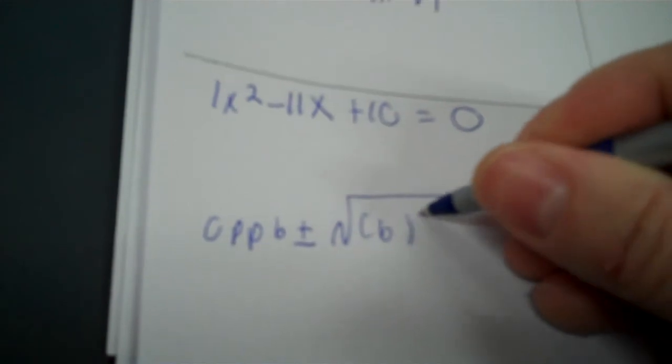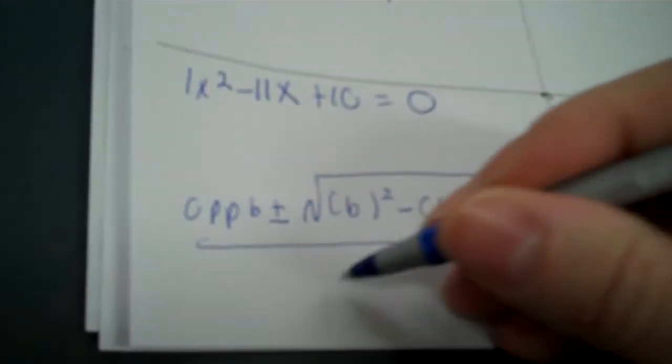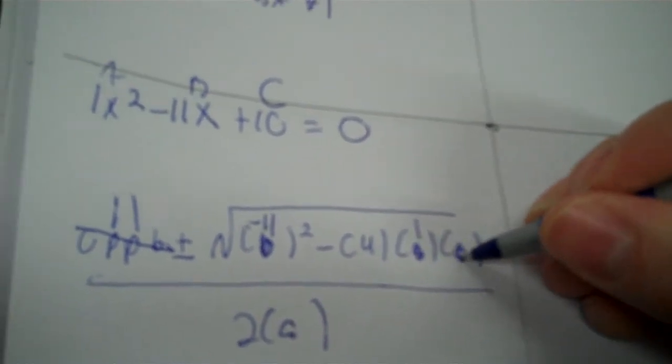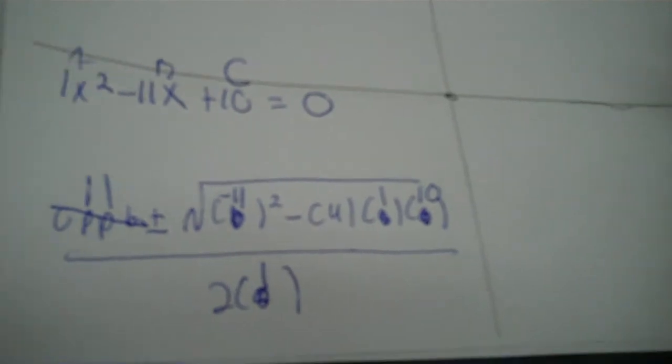Okay, so opposite of b, plus or minus the square root, b squared minus 4ac, over 2a. b is 11, opposite, so there's negative 11. So I've got 4, a is 1, c is 10, a is 1, okay? So we've got 11 plus or minus, 2 times 1 is 2. Now I've got to figure out the square root.